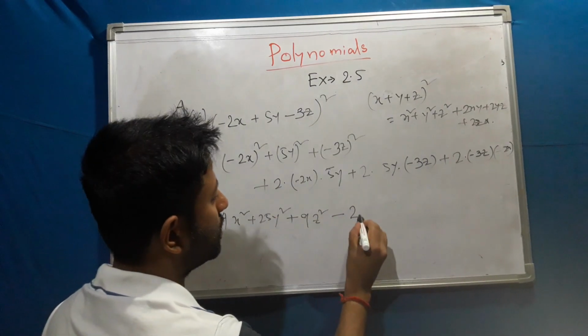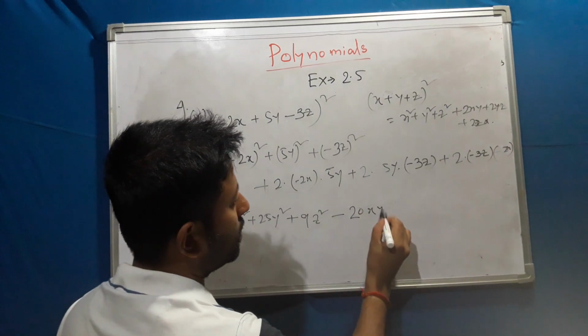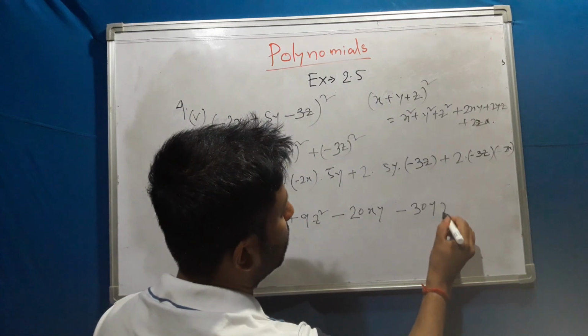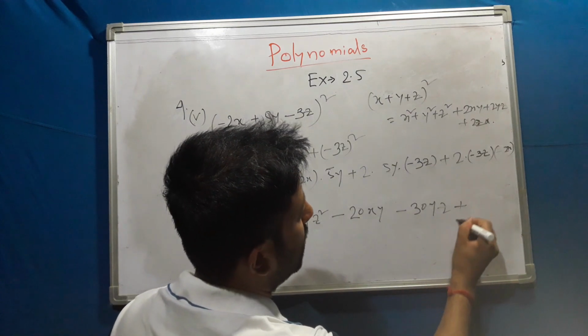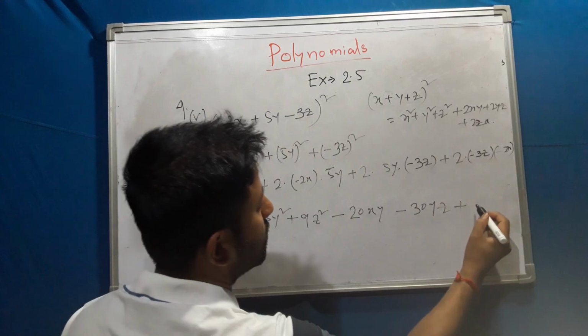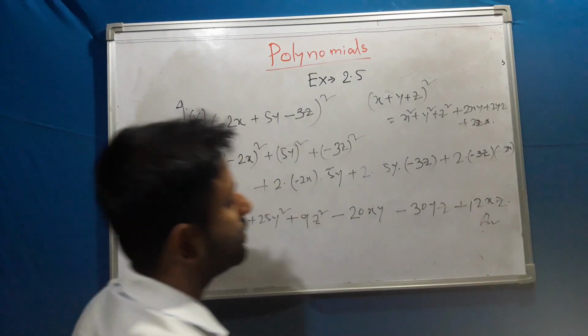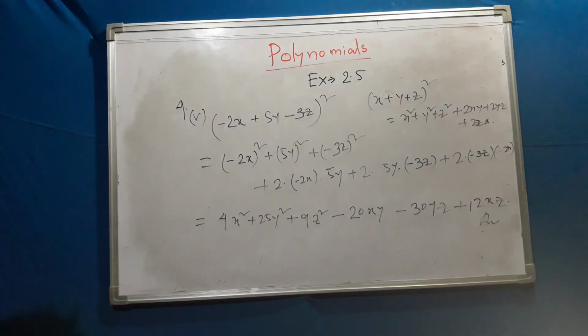plus minus 20xy, or minus 30yz, minus 12xz. So this should be the answer. So in this manner you have to solve the other questions also.